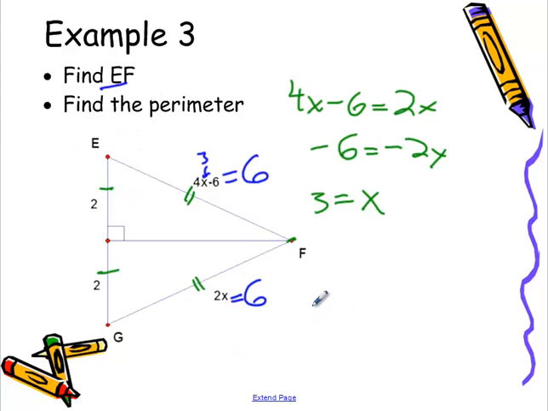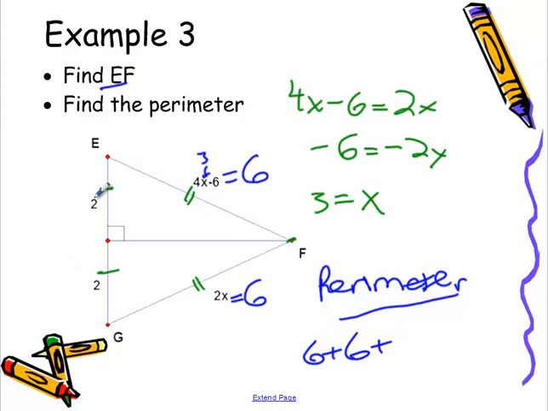Second question is find the perimeter. Perimeter is all the sides added together. So 6 plus 6 plus this whole side over here is 4. 6 plus 6 plus 4 equals 16.